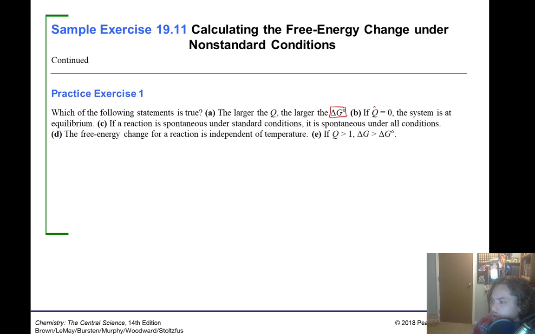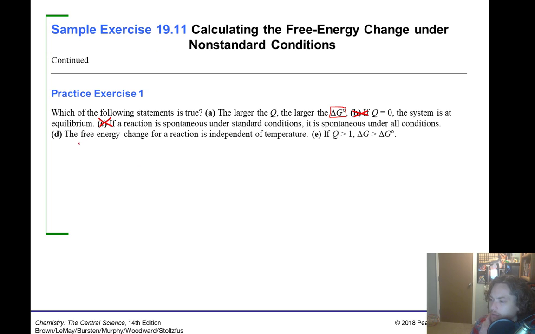Remember, you're at equilibrium if Q equals K, so that one's out. All right, C: if a reaction is spontaneous under standard conditions, it is spontaneous under all conditions. Well, that's not true. We learned in the previous part when we talked about spontaneity that in some cases a reaction can be spontaneous, but then if you change temperatures, it becomes non-spontaneous, or vice versa, right? So C is just not true.